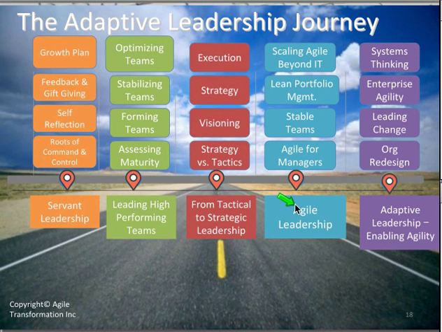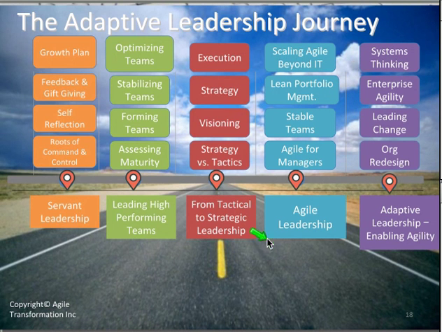Agile leadership. So remember we just talked about the new role of managers? Remember we just talked about this new world of stable teams, lean portfolio management? This is scary stuff. And I believe that if you do not teach your management directors and VPs about this, they will start to resist the change because they're not knowledgeable of what their new role will be. And from an executive perspective, and again, this is really only for executives and senior leaders, organizational redesign, leading change, enterprise agility, and systems thinking is something that we typically take them through.